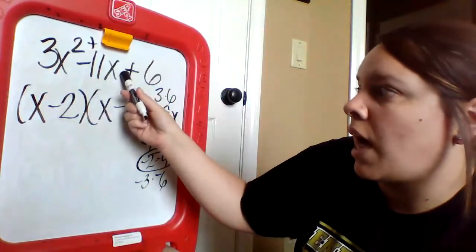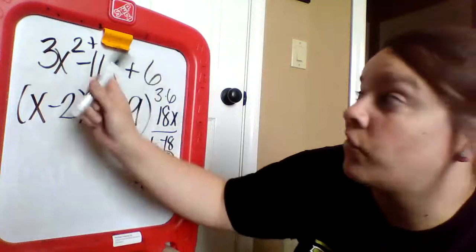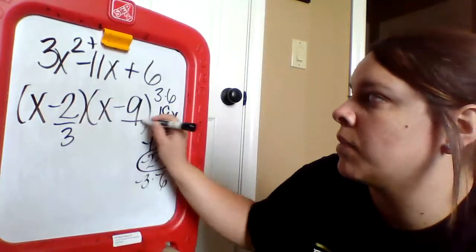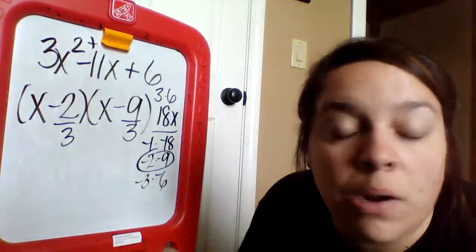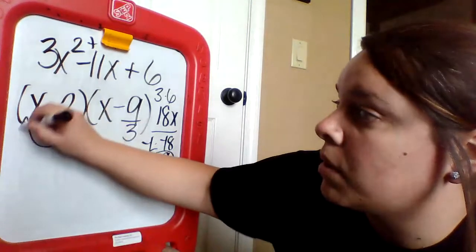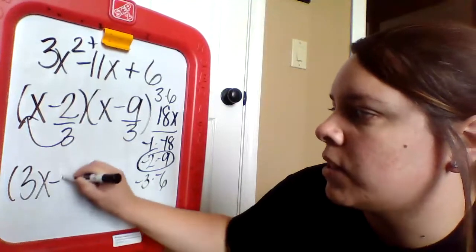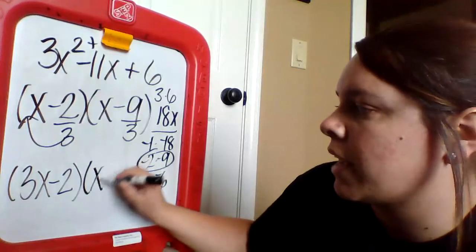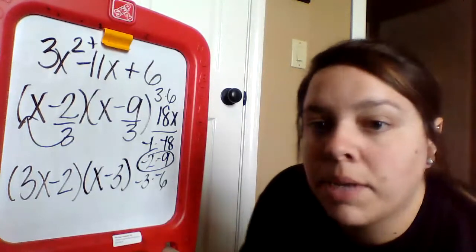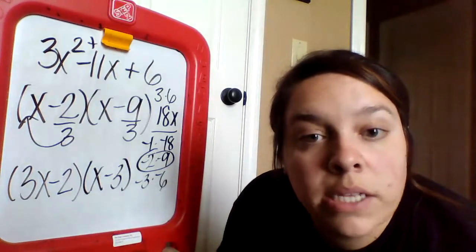So slide, divide by that 3, and then bottoms up if I need to. 2 divided by 3 is not a whole number, so that one has to go bottoms up. So that's 3x minus 2. 9 divided by 3 is 3, so that one's x minus 3. And I'm done. I'm going to go ahead and stop there.